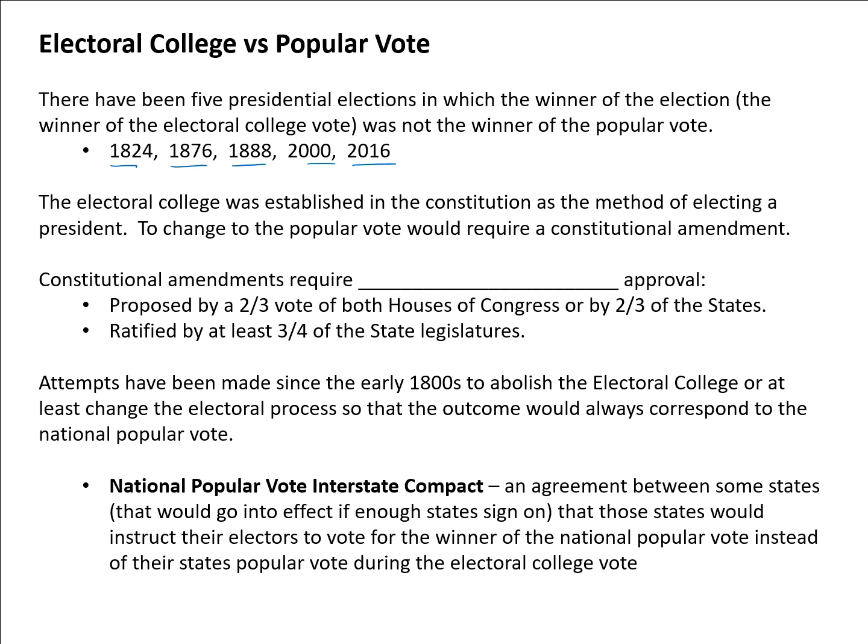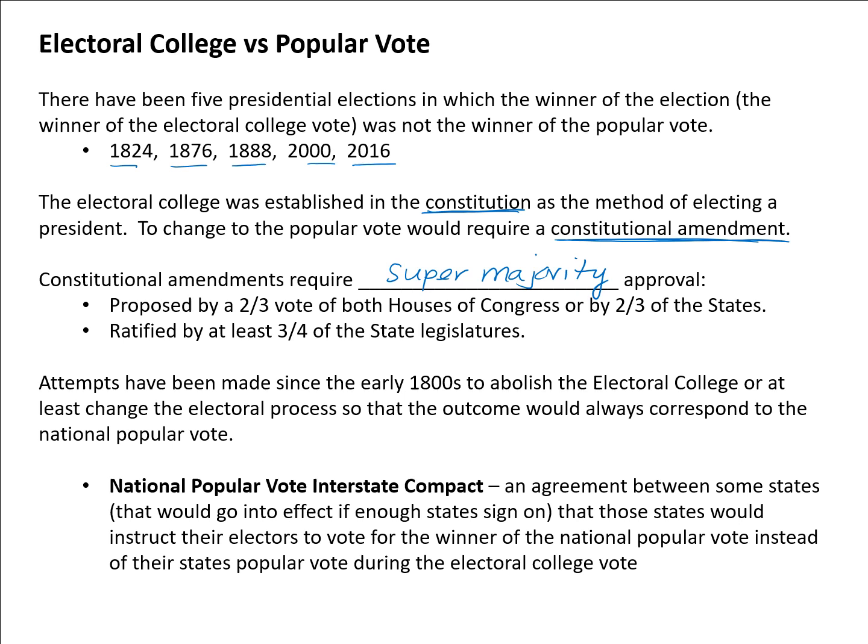The trouble is, and why it hasn't happened, is that the Electoral College was established in the Constitution as the method of electing the president, and a change to a popular vote would require a constitutional amendment. And that's not so easy. Constitutional amendments require a supermajority approval, I should say. A supermajority is more than 50%, usually well over 50%.